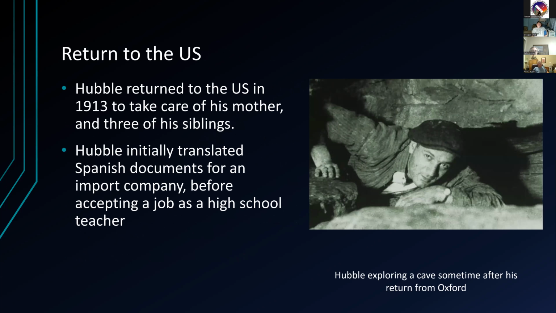So Hubble stayed in England, finishing up his degree, again getting a bachelor's in law, and returned to the US in order to take care of his mother and 3 of his siblings who were still living with her. One of his brothers was also at this time in university, but I don't remember the name off the top of my head, and I did not write it down in my lecture notes.